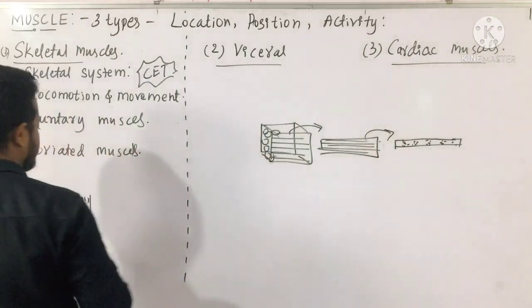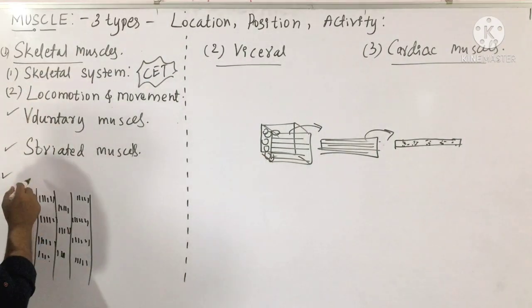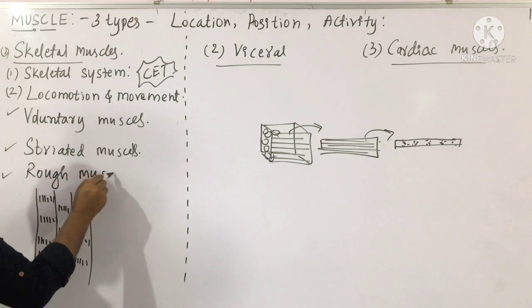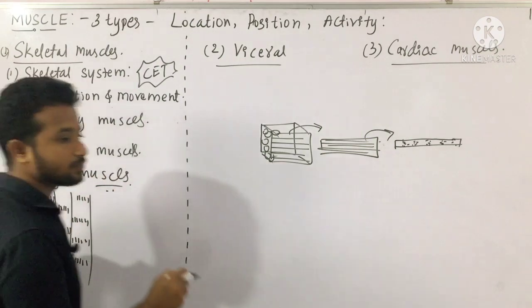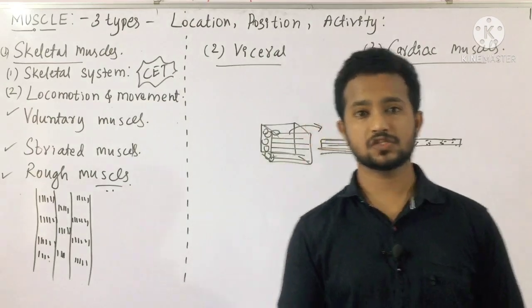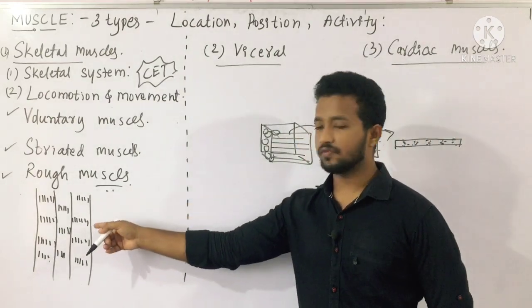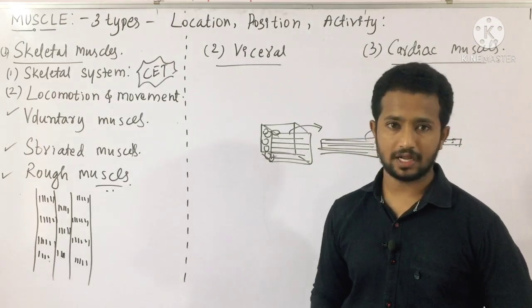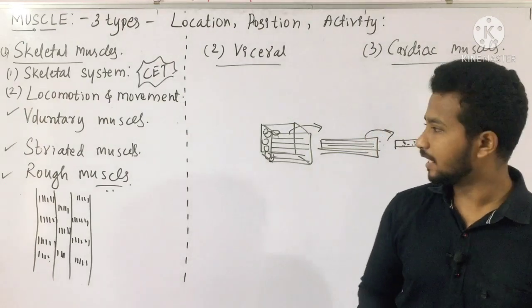Due to the presence of these alternate patches of dark and light bands, they are also called rough muscles. They are called rough muscles because the appearance on the surface, due to the presence of alternate patches of dark and light bands, looks rough in nature. So that's all about skeletal muscles.